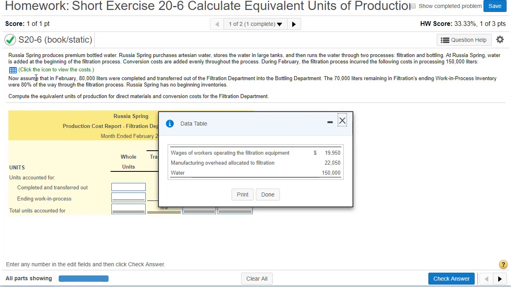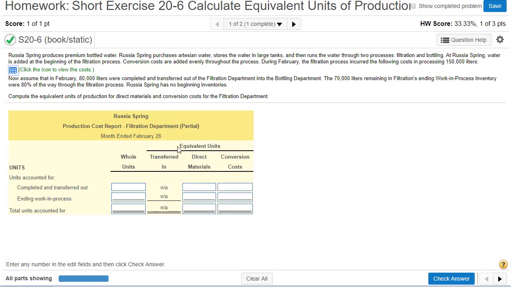Now they give us a whole bunch of costs, but we don't need these costs. These are dollar amounts. We are only doing the equivalent units section of the production cost report. So we're only dealing with units, which is this information over here, 150,000 liters. So in this case, a unit is a liter. So we don't need dollar amounts. The dollar amounts would be used for the rest of the production cost report. This is only a short exercise dealing with the equivalent units.